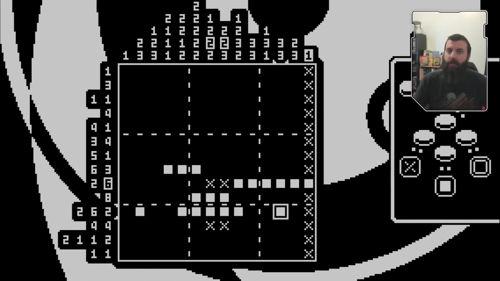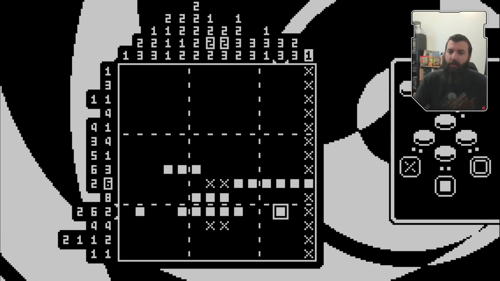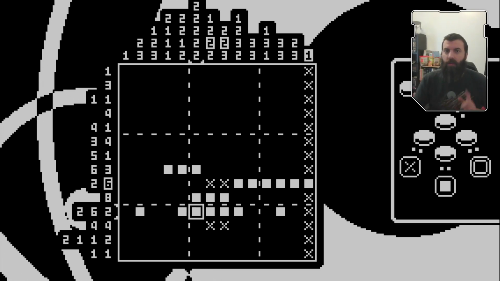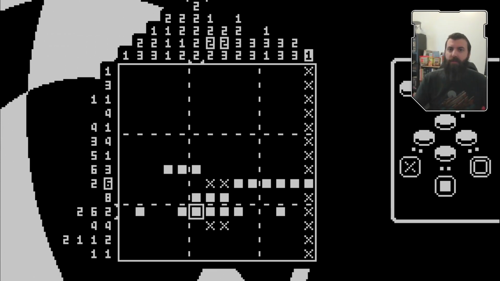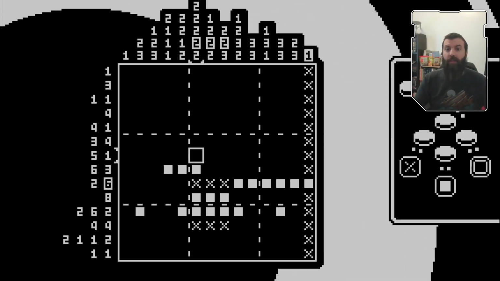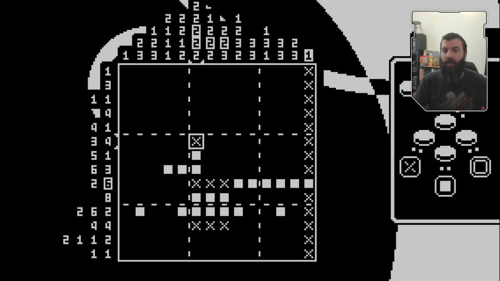Doesn't super help us with that. But looking vertically, we've got a 2, 2, 2, 2, 2. Well, that has to be a 2. And this also has to be a 2, so we can go ahead and close that out.